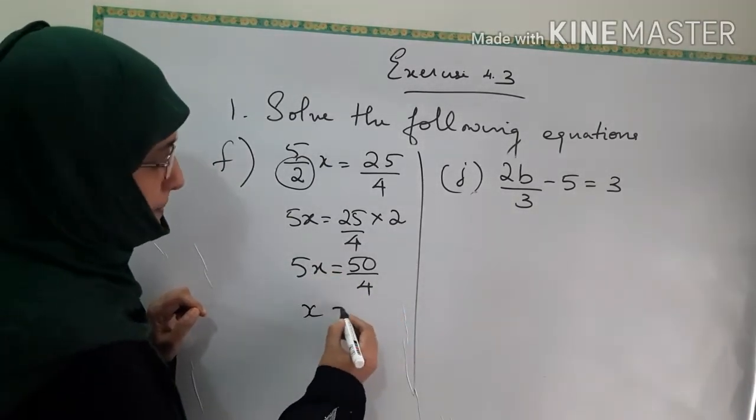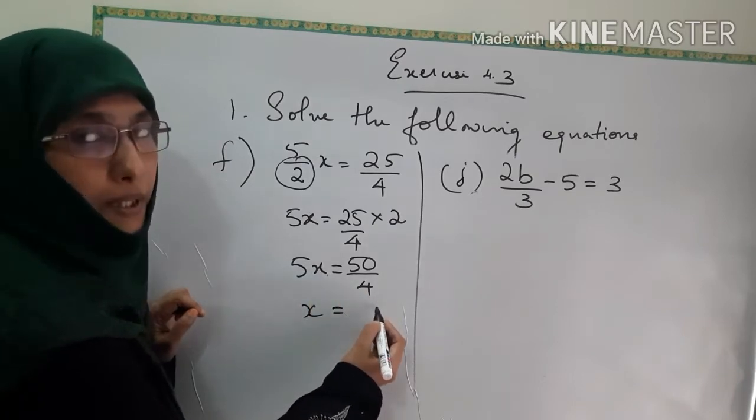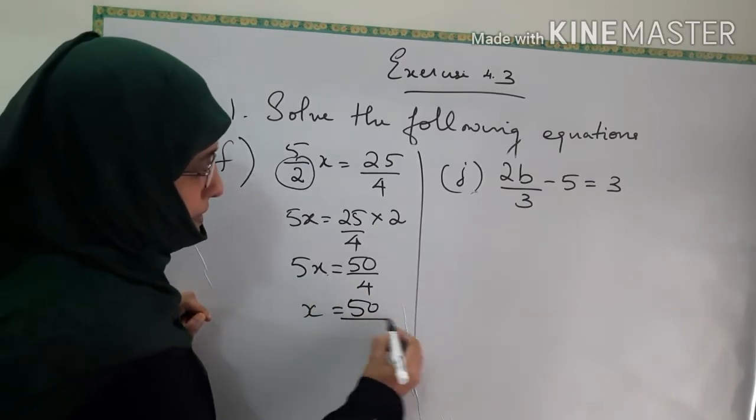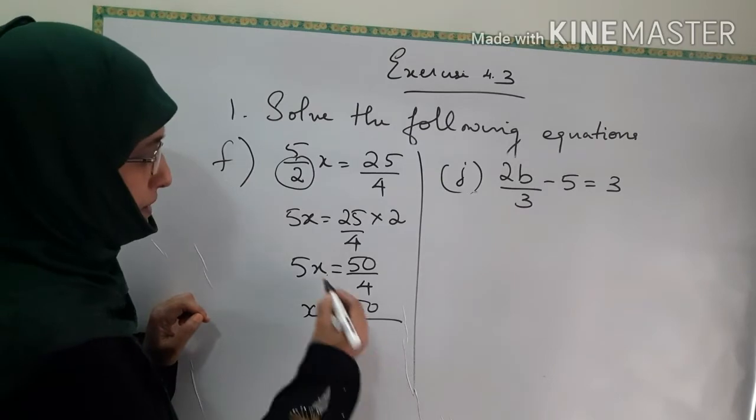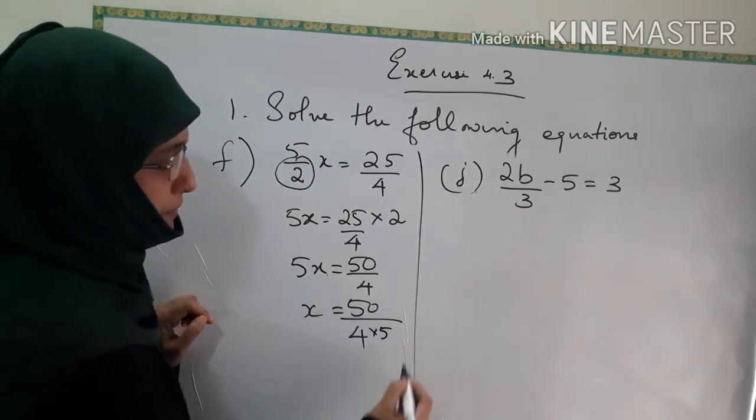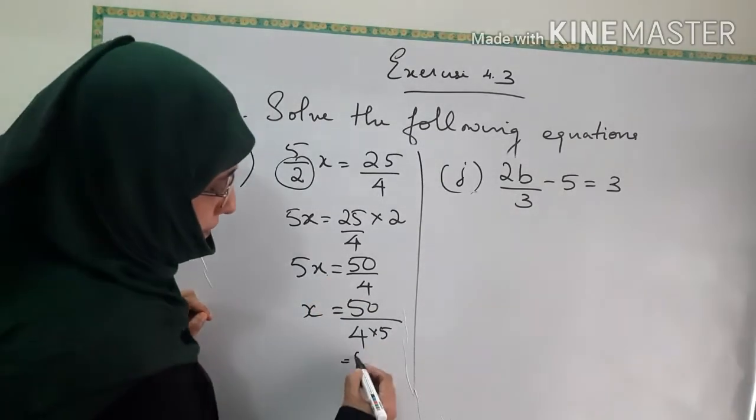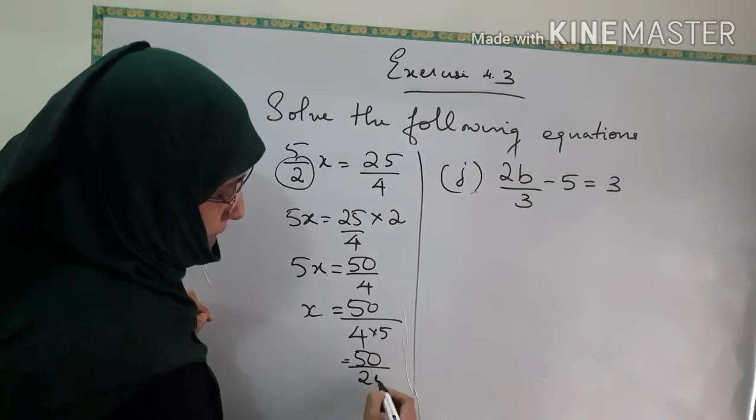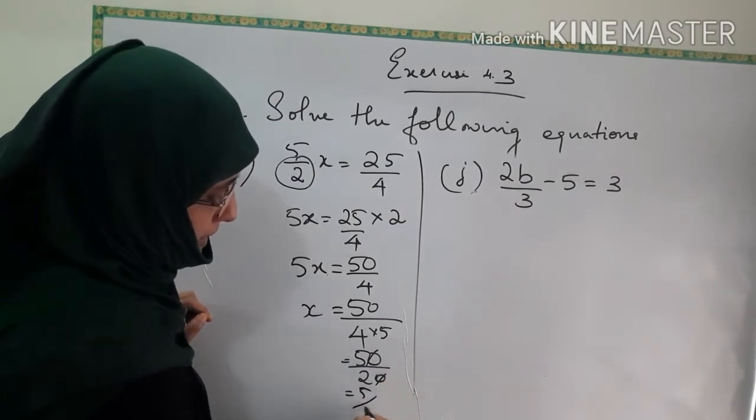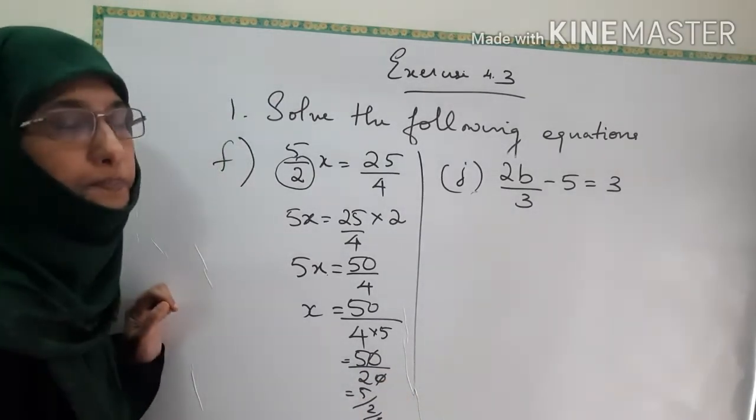So what is x? 5 into x. When you go to the other side it becomes division. 50 by 4 is already there, so this 5 also will come here. It will be 4 into 5. So 50 by 20, that is 5 by 2.